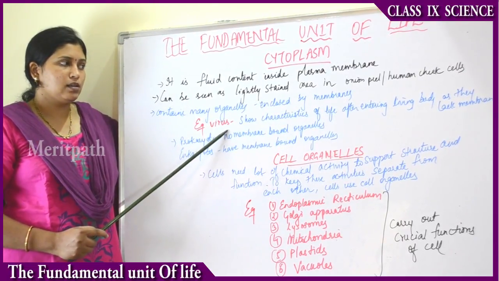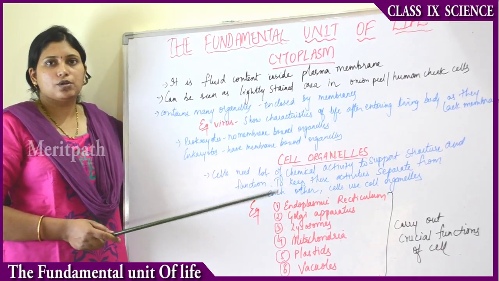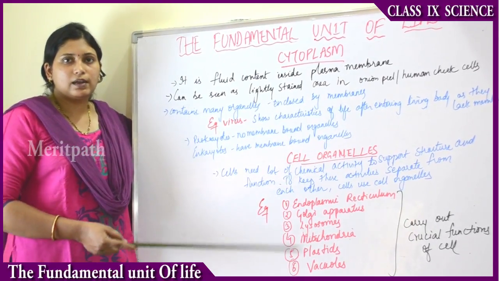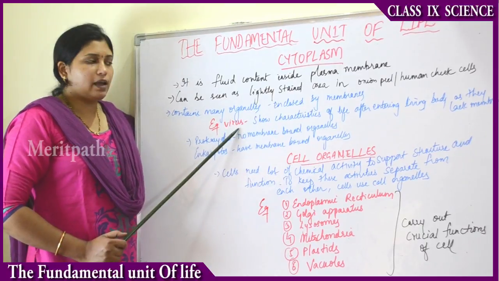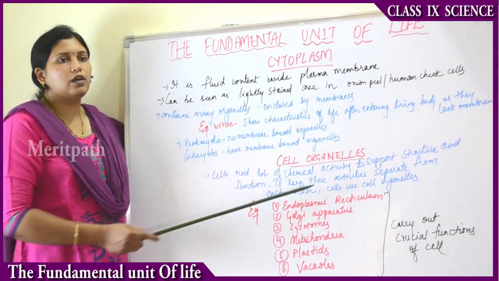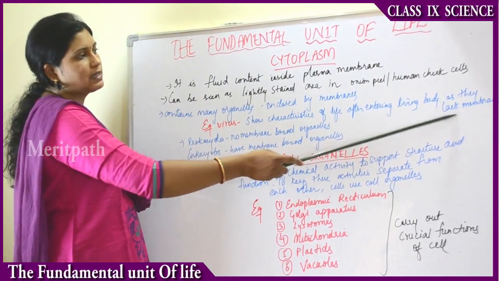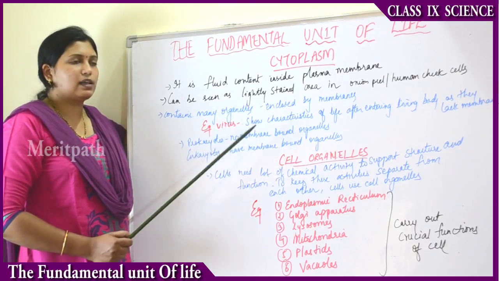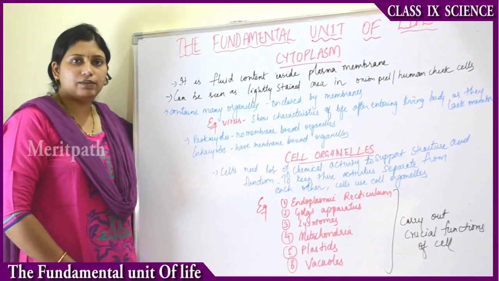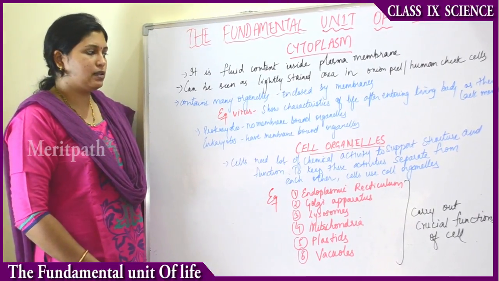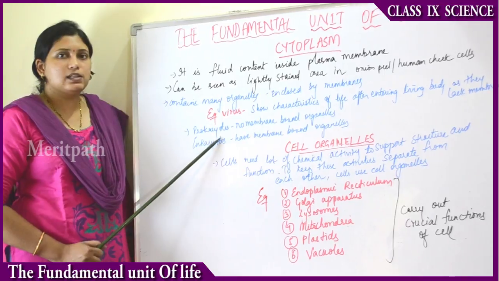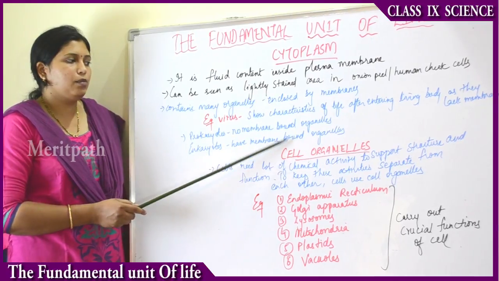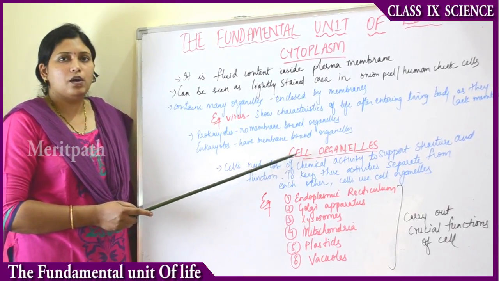For example, viruses. Viruses, when living separately, do not show any characteristics. But when they enter a living body, they show characteristics of life, as they lack cell membranes and cytoplasm. That is the reason viruses show the characteristics only after entering any living body. Then in prokaryotic cells, there are no membrane bound cell organelles, whereas in eukaryotic cells there are many membrane bound organelles. So in detail we should know about these cell organelles.